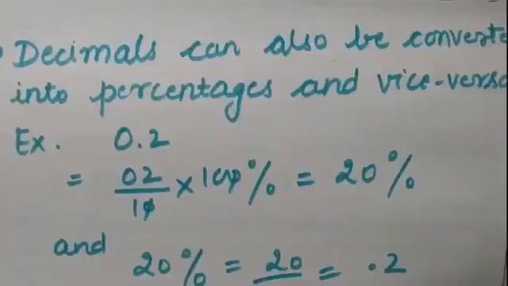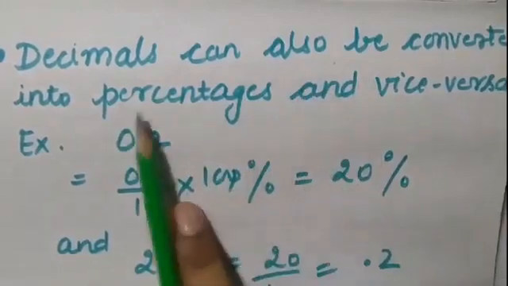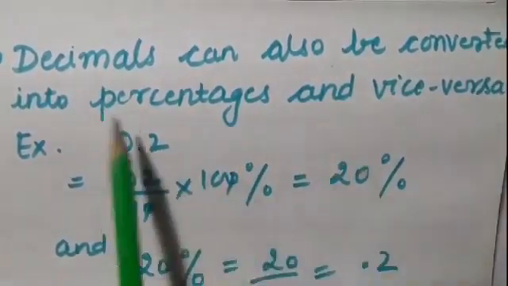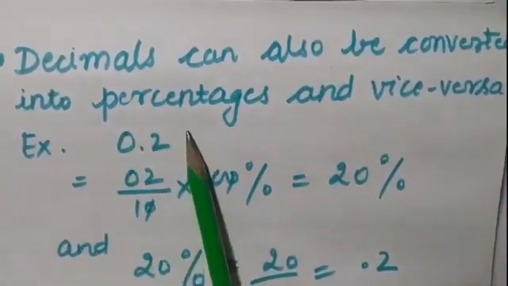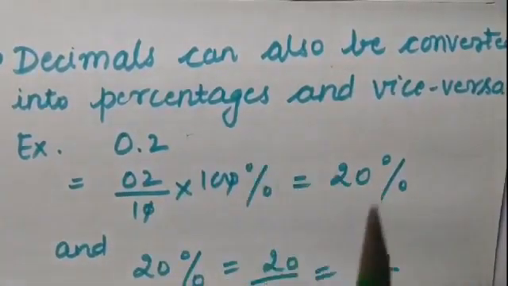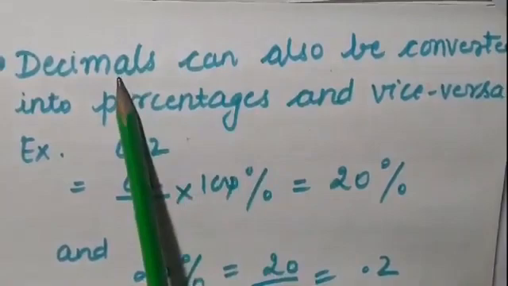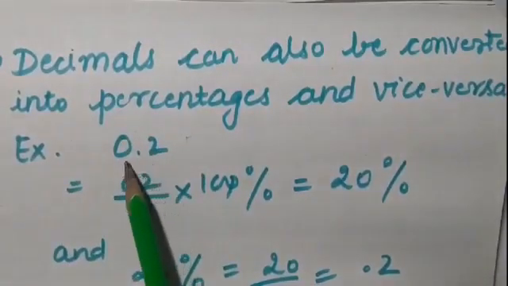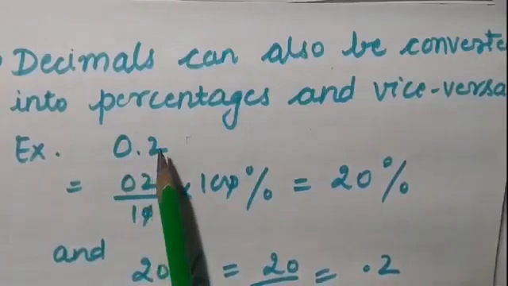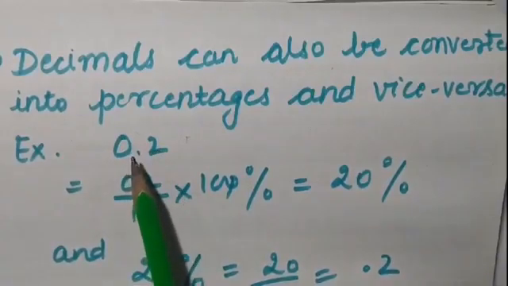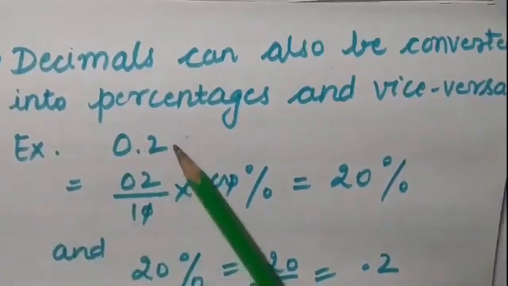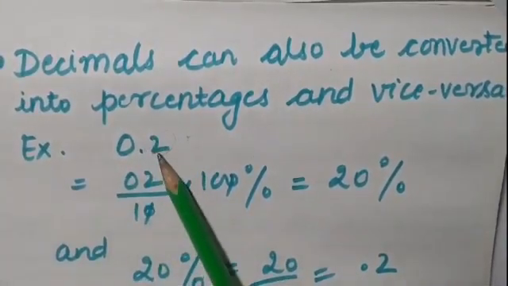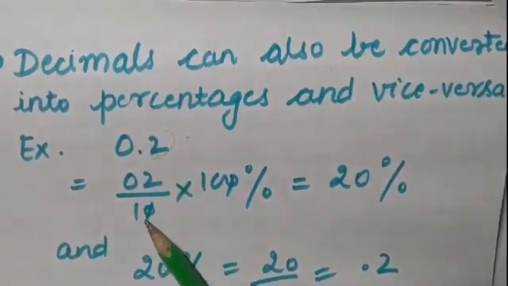The next point we have is that decimals can also be converted into percentages and vice versa. It means you can convert decimals into percentages or percentages into decimals. Now suppose we have been given a decimal number, 0.2, and we have to convert it into a percentage. For that, I will first remove the decimal. After the decimal we have one digit only, so I will divide it by 10.